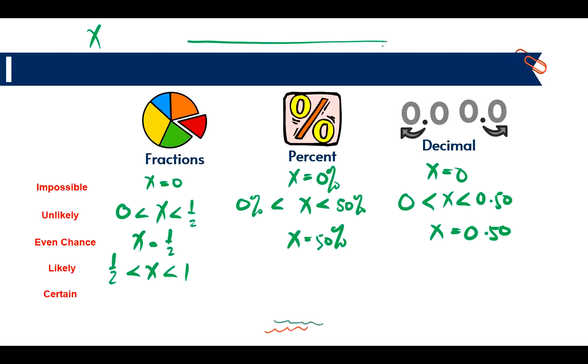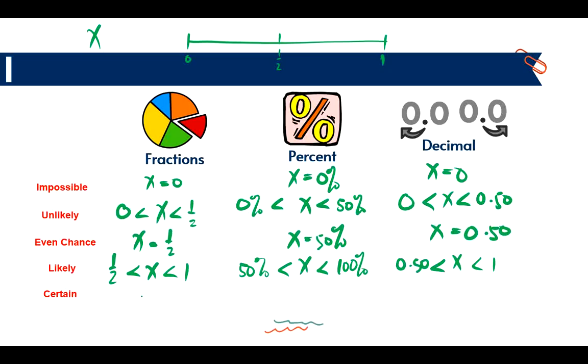Okay, on our number line, here is 1/2. Okay, next. As a percent, our x should be less than 100% but greater than 50%. This means the range must be there for us to determine that it is likely. For decimals, same thing: it should be less than 1 but greater than 0.50 or 0.5.